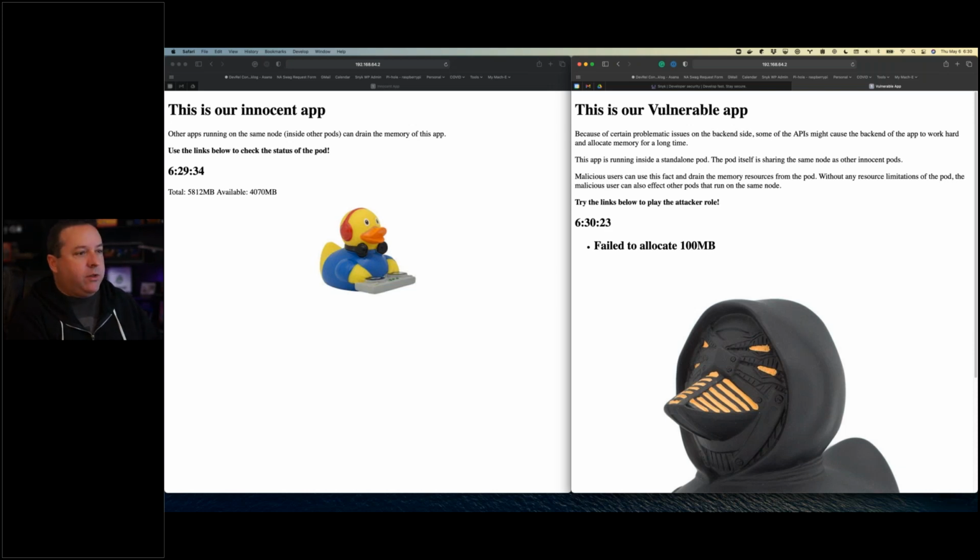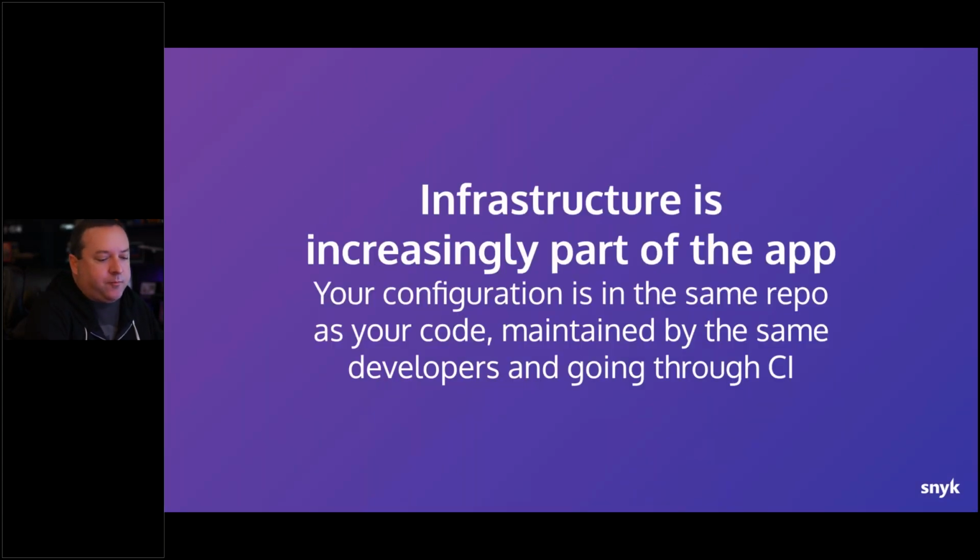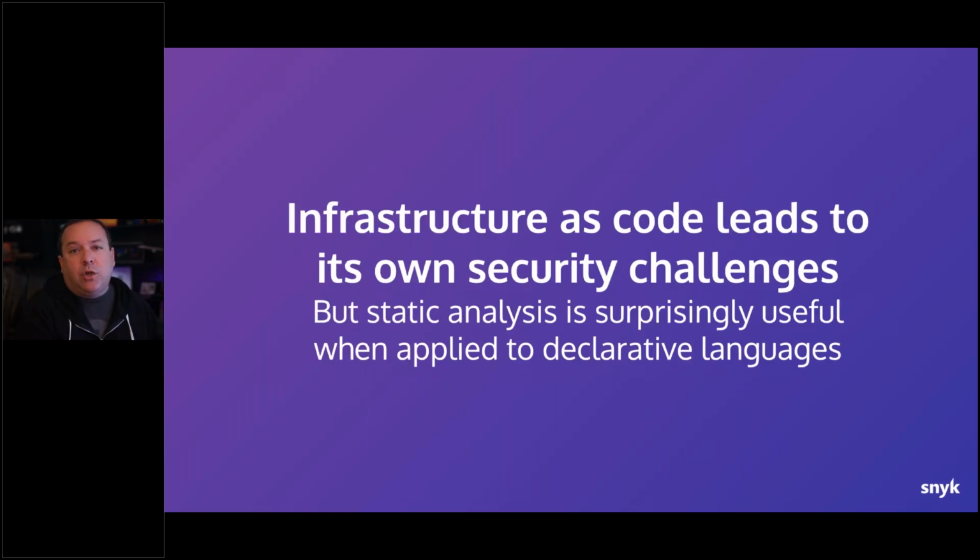So I know we're running really low on time. Let me just hit the conclusions. So what are the things you should take away from this talk? The first thing is that for all intents and purposes, our infrastructure and our applications are now basically the same thing. We can't really separate our workloads from our containers, from our Kubernetes configuration. They're usually developed by the same team, and often they're in the same repository. All of our configuration code needs to be considered as having the potential for security risks, although because everything is now declarative, we have lots of possibilities for static analysis on those files.